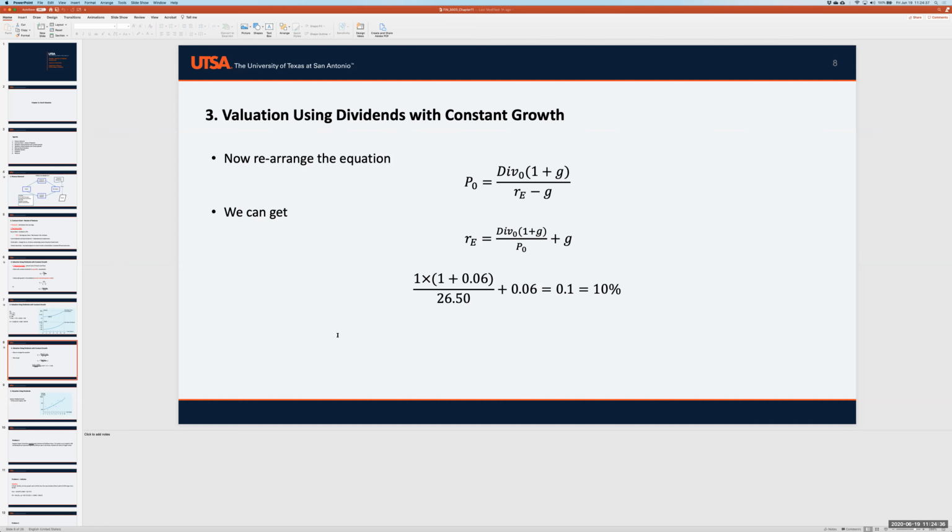Okay. Why are we doing this? Because the question can ask you, hey, the stock price is $1, the dividend payment for next year is $1 per share, and the growth rate is 10%. What is the cost of equity? So it gives all the values here and asks for the cost of equity.